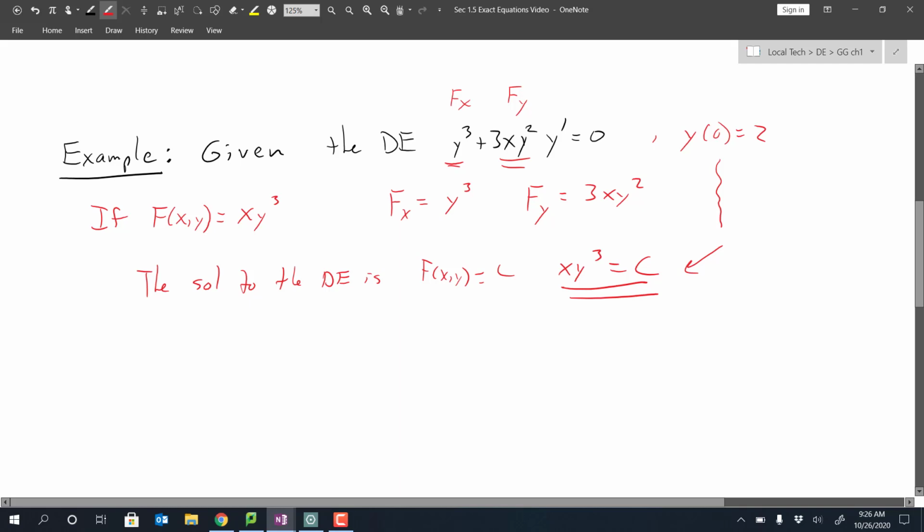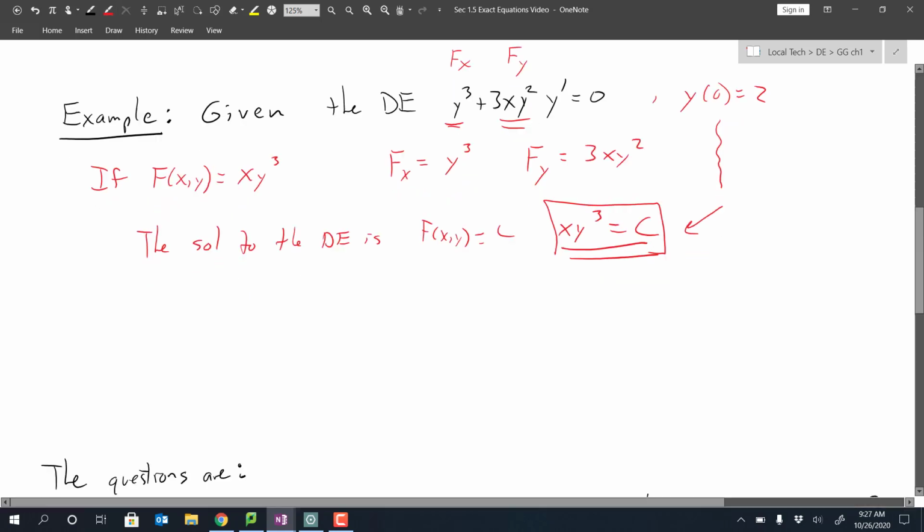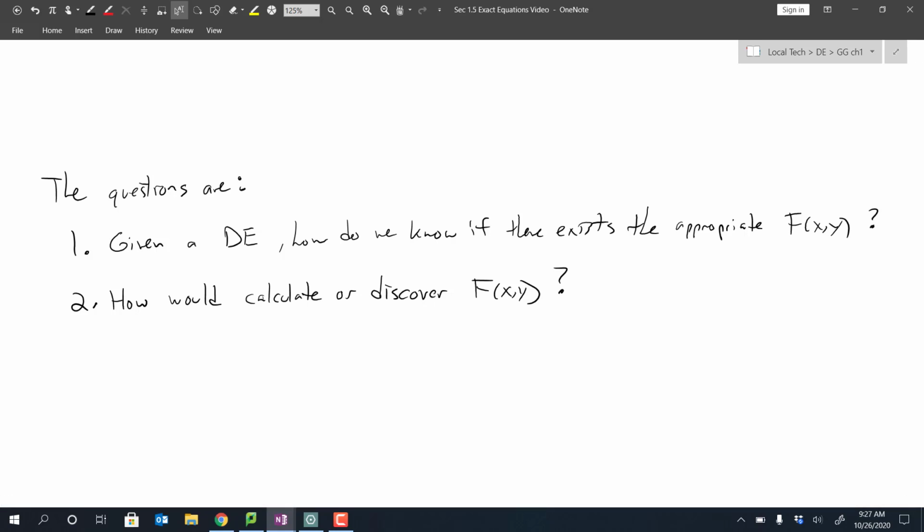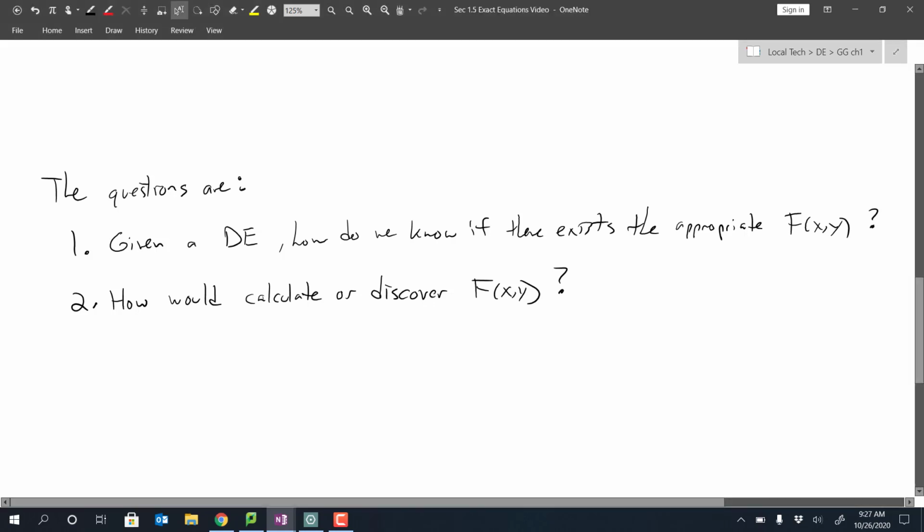So we're really just writing out the solution of the differential equation once we know what this function F is. All right, so this really leads us to two key questions here for exact equations. One, given a differential equation, how do we know if there's actually going to exist the appropriate function capital F to make the equation exact? And then two, how do we actually calculate or discover what the function was? So these two questions are really related to the actual method of solving the differential equation.